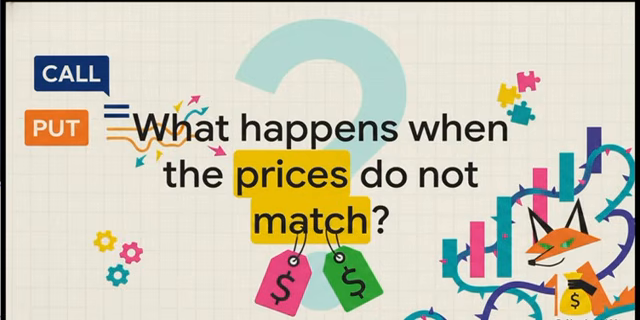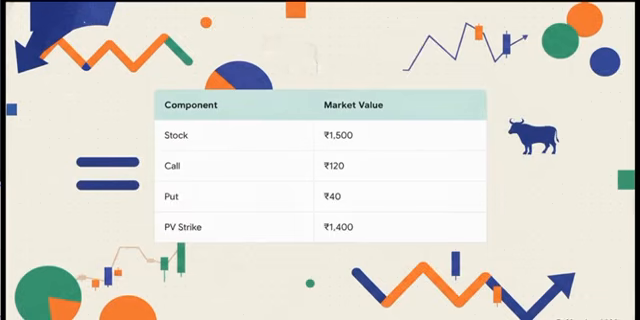This is the million-dollar question, because when prices differ, an arbitrage opportunity suddenly appears in the wild. Imagine you're a quantitative analyst. You're sitting at your desk, and this raw Infosys market data hits your screen. The stock is trading at 1,500. The call is 120, the put is 40, and the present value of our strike is 1,400. Instantly, your brain should start running that parity formula.